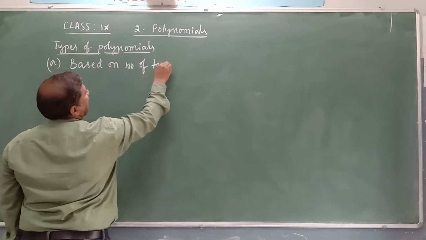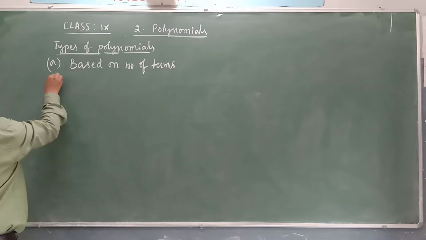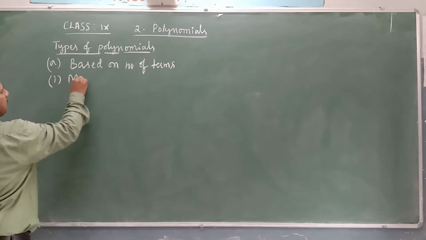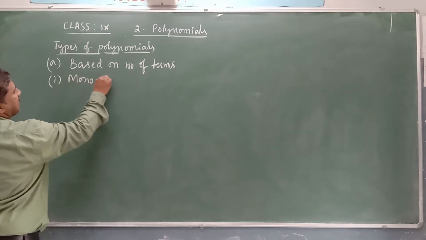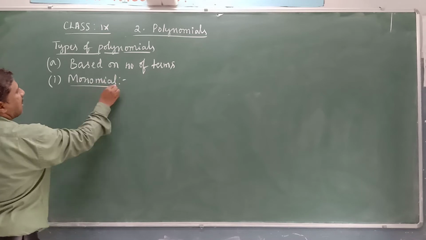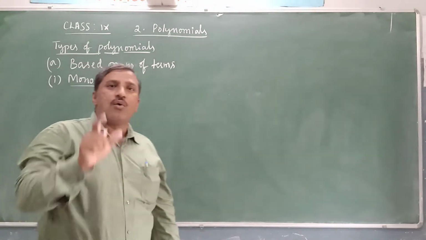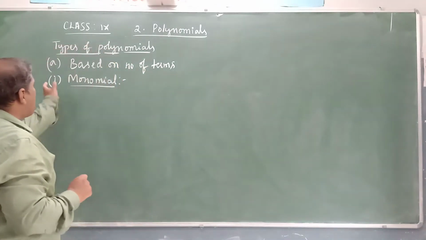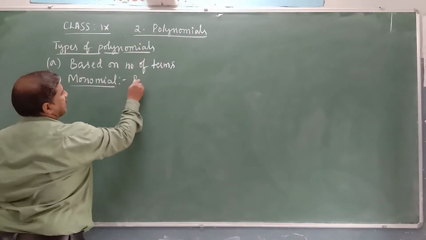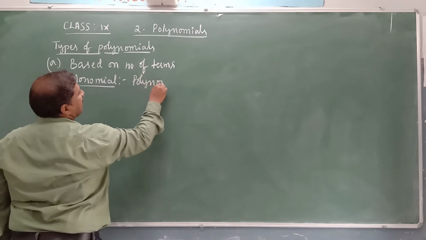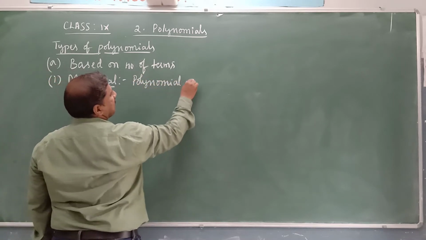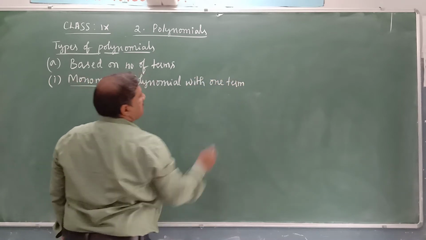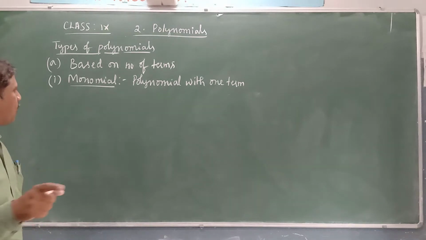They are classified as monomial. So what is a monomial? The word itself indicates: mono means one. A polynomial having only one term. Polynomial with one term is known as a monomial. Polynomial with one term is called a monomial.